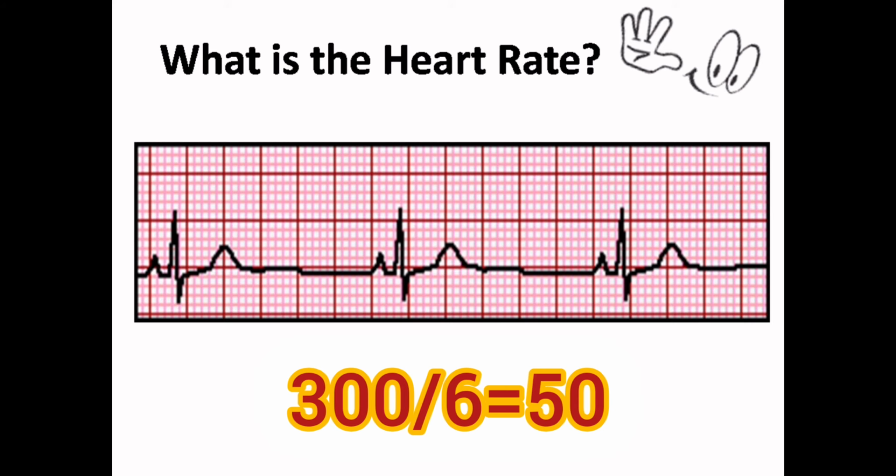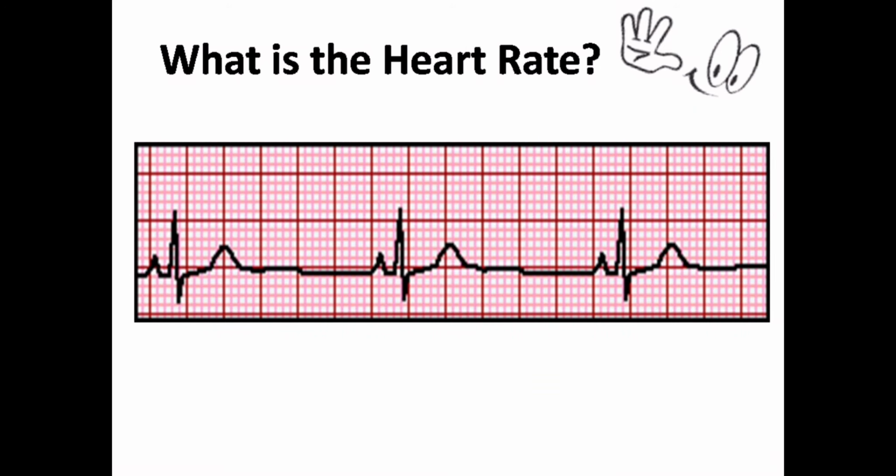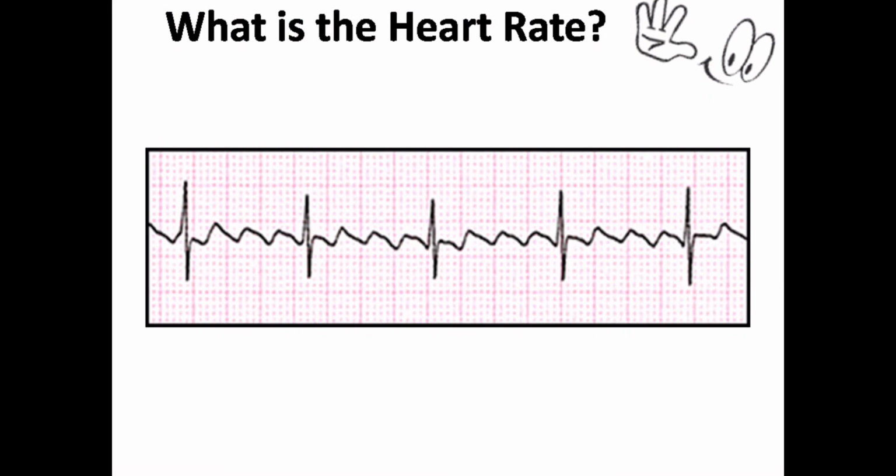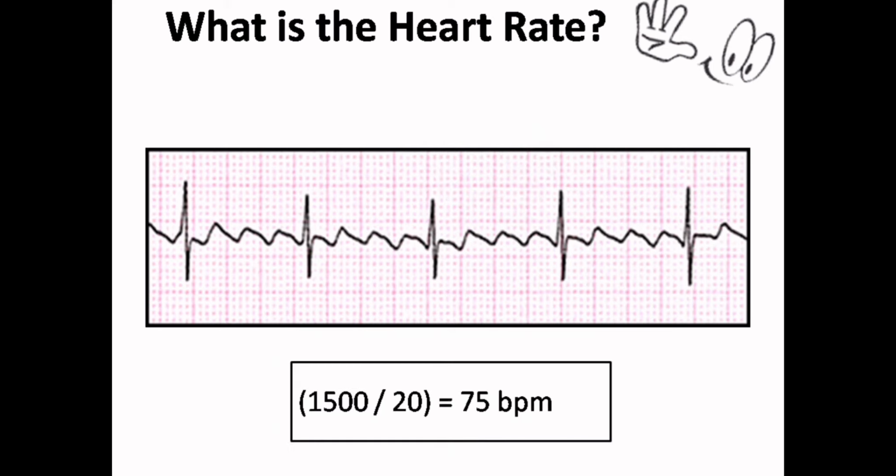So let's move on to another task. Here we have 1, 2, 3 big squares and there are some small squares. I will count the small squares, it will be easy for us. So 1, 2, 3, 8, then 13, 18 and 19 or 20, I can say. So 1500 divided by 20 is equal to 75. That is the heart rate in this case.